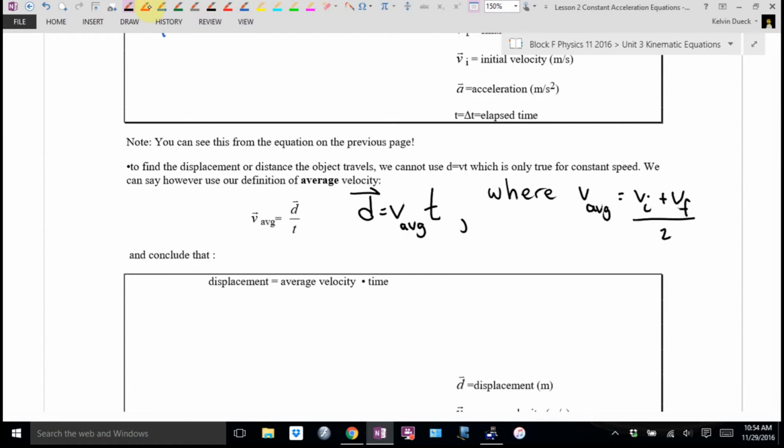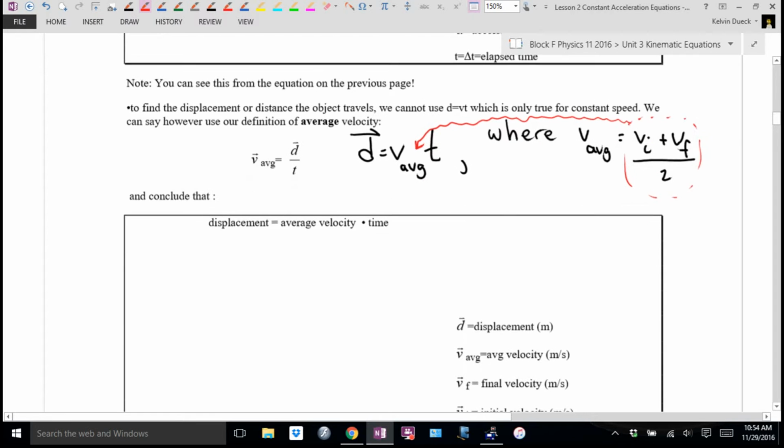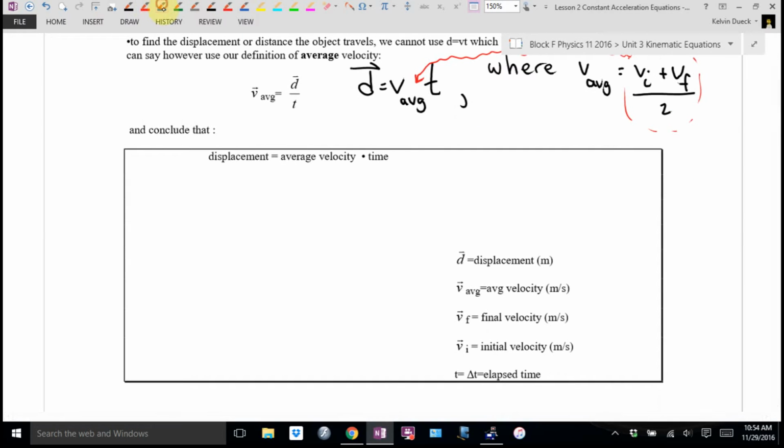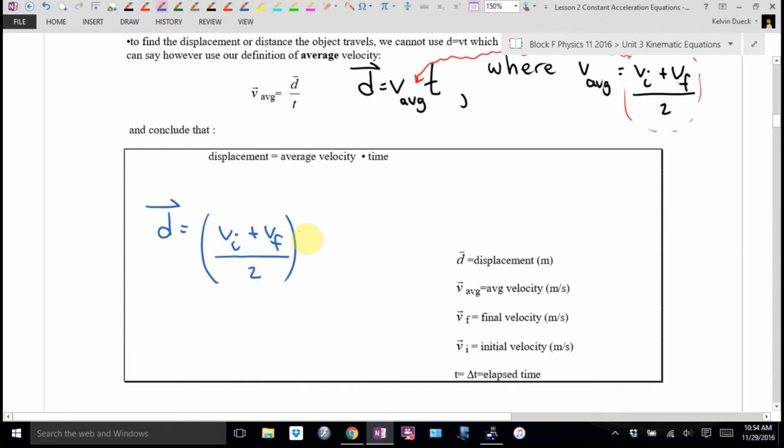So Jordan, what I'm going to do is stick this in for average velocity. This is going to give me a new equation. It's going to go in the box down here. Here is a displacement equation. Displacement is equal to VI plus VF over 2, and then the T just drops down like a domino from right there to there.